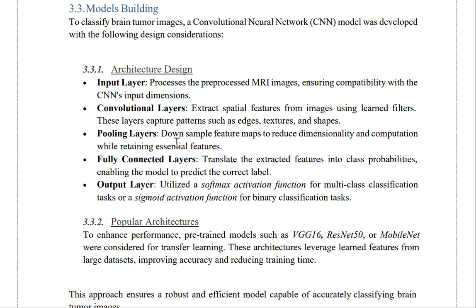Once the important features are extracted, they are passed to fully connected layers. These layers help the network learn complex relationships and convert the spatial features into class probabilities. And finally, we use an output layer with a softmax activation function, since we are doing binary classification between tumor and no tumor.